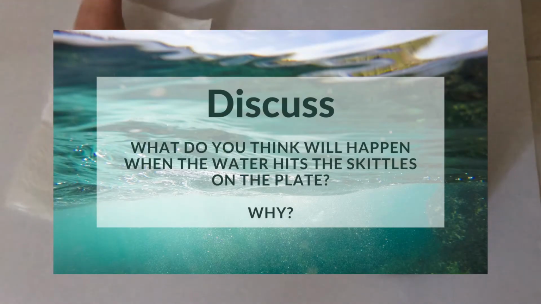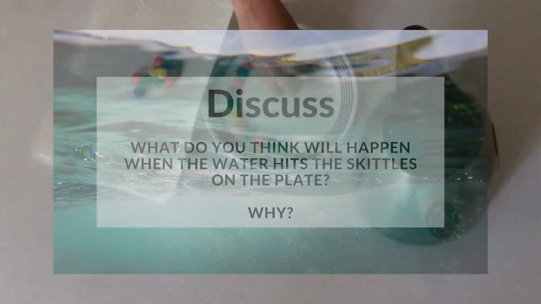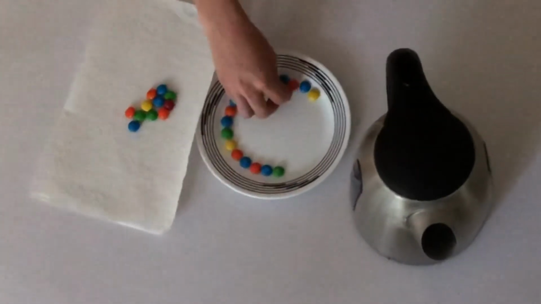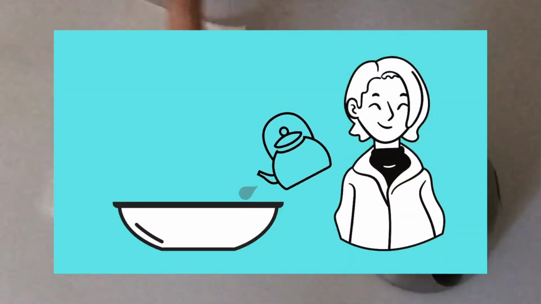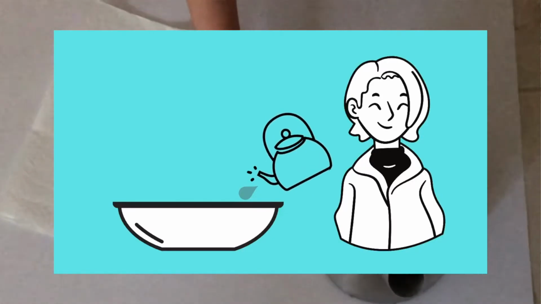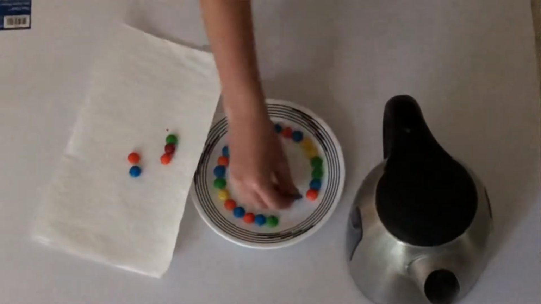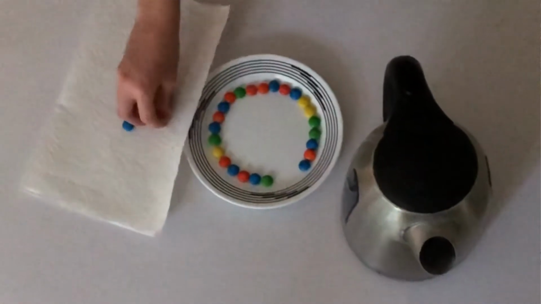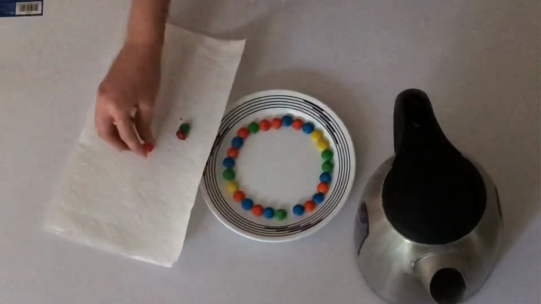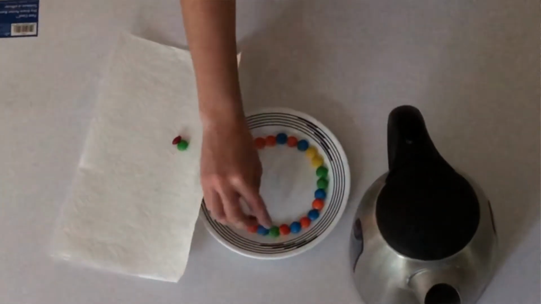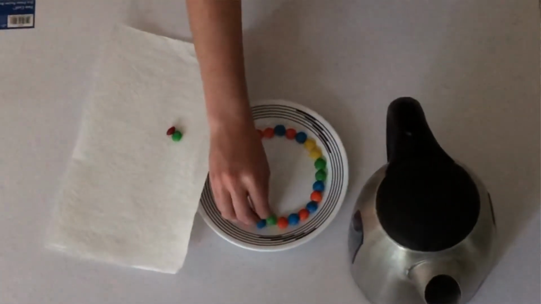Talk with your partner about what you think will happen once the hot water is poured onto the plate. Then you will share your ideas with the class. The supervisor will come around and pour hot water onto the center of the plate until all the SKITTLES and plate are covered in water. Make sure you keep your eyes on your own plate to see the reaction for yourself. Watch what happens once the hot water is poured on the plate. Discuss with your partner what happened and why you think it happened. What does this tell you about SKITTLES?